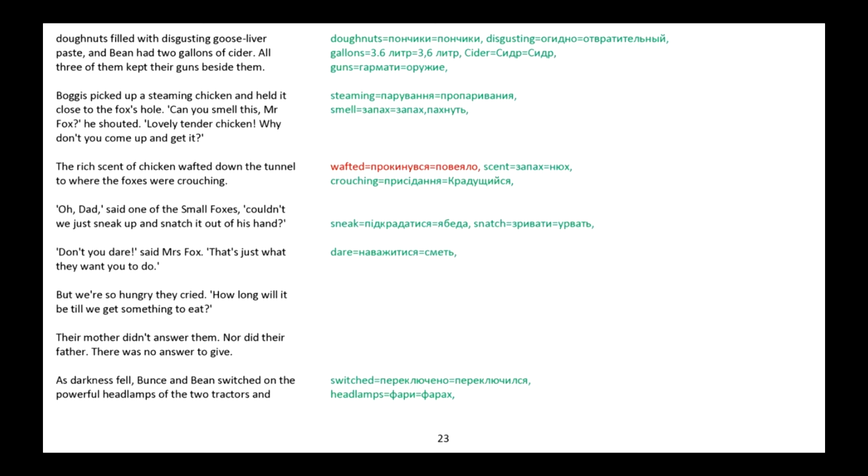Bogus picked up a steaming chicken and held it close to the fox's hole. "Can you smell this, Mr. Fox?" he shouted. "Lovely, tender chicken. Why don't you come up and get it?" The rich scent of chicken wafted down the tunnel to where the foxes were crouching.